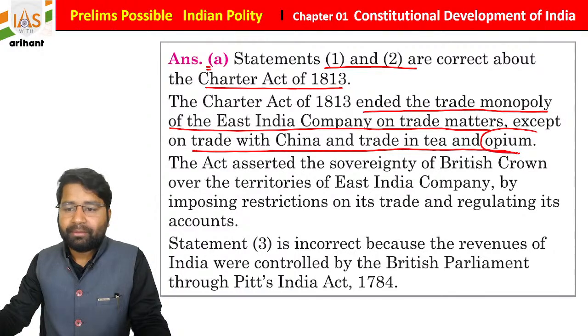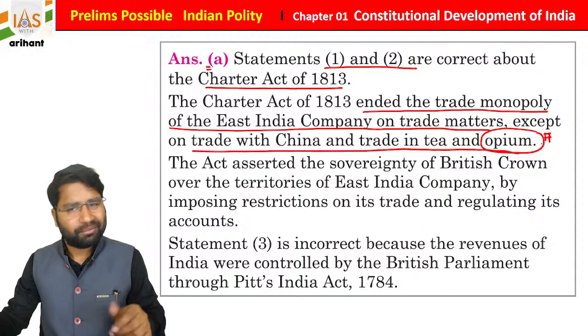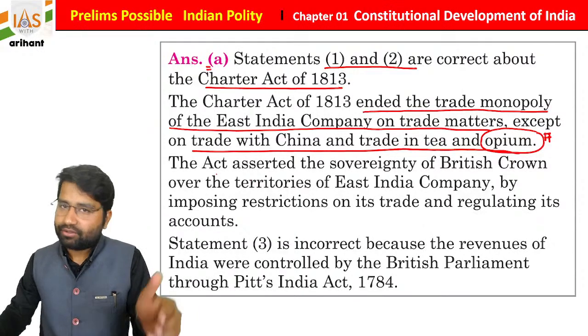Okay, so opium in Hindi is called afim. So these two are very, very important, students. Sometimes in your examination they ask about them. Okay, as you see already.